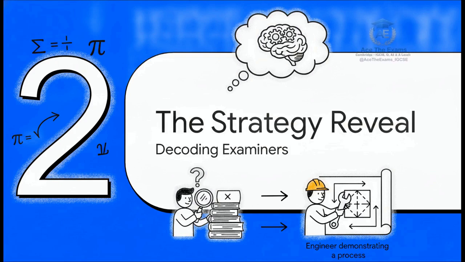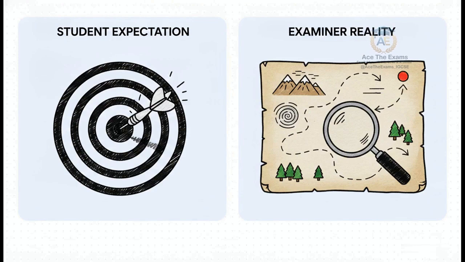Decoding the examiner's mind. There is a stark, fundamental contrast between what you think the exam is testing versus the actual reality. Student expectation typically focuses on superficial breadth and just finding that final magic number at the bottom of the page. You think the final answer is all that really matters. But examiner reality? It heavily prioritizes analytical depth and logical, structured reasoning. The Cambridge syllabus explicitly emphasizes that top-performing candidates exhibit connected conceptual understanding. They do not just want the destination. They desperately want to see the map you drew to get there. It's about the journey of your logic.